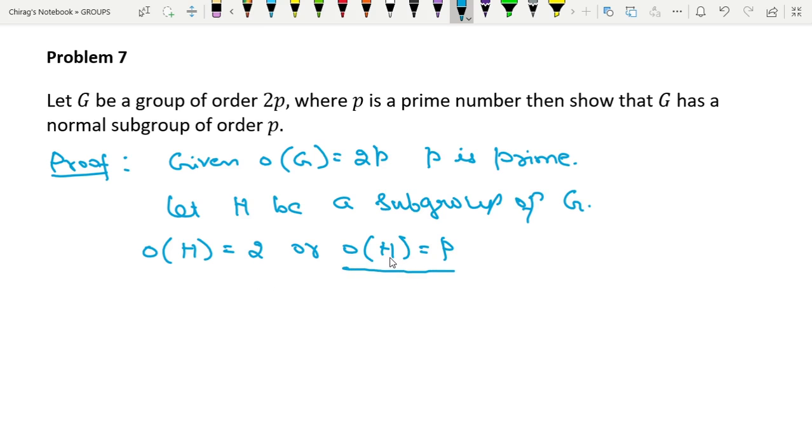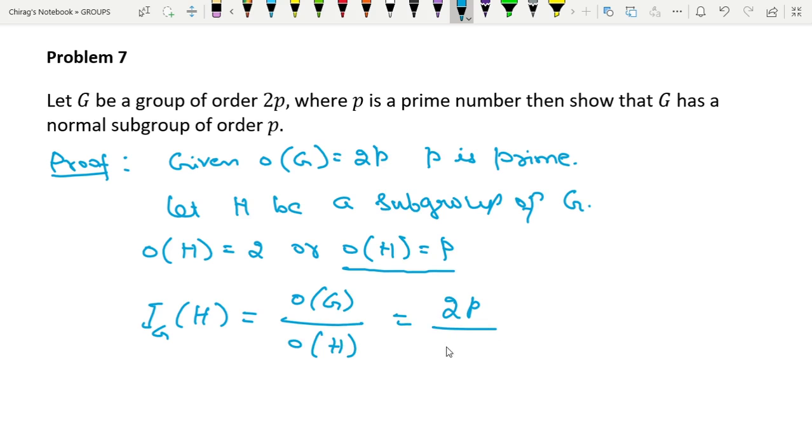Now we have to show that H is normal. Now what is the index of H in G? This is equal to order of G divided by order of H. But what is order of G? 2p. What is order of H? p. So this is equal to 2. So index of H in G is equal to 2. Now by the previous problem we showed that if the index of H in G is 2, then H must be normal in G. Therefore H is normal in G.